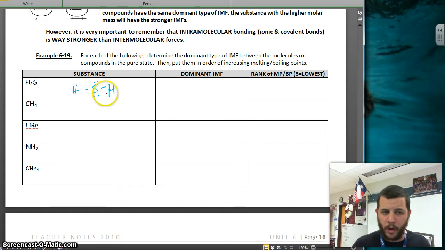So this is either going to be dipole-dipole or hydrogen bonding. Now, the first thing you're going to want to say is, oh, it's hydrogen bonding because there's hydrogen. Well, remember H-FON: it has to be hydrogen attached to either a fluorine, oxygen, or a nitrogen, so this is just dipole-dipole.